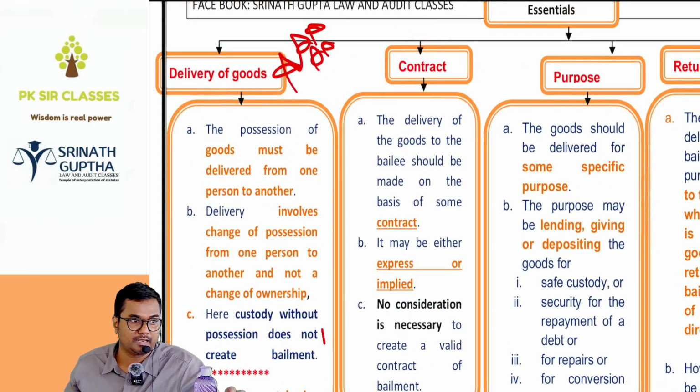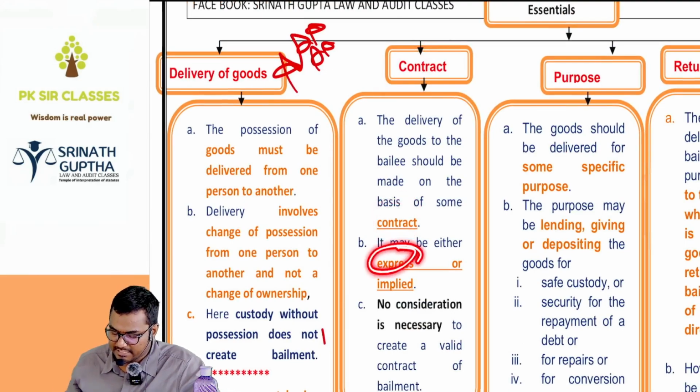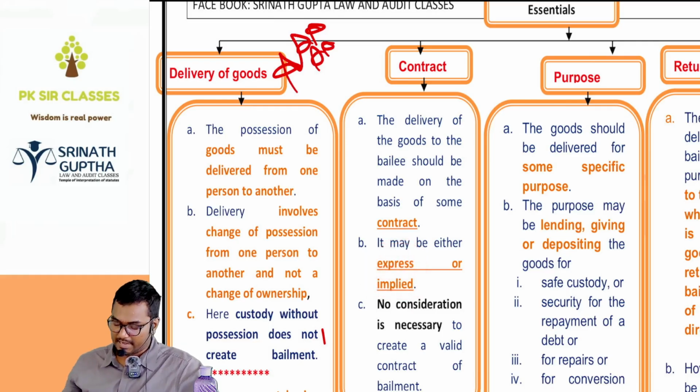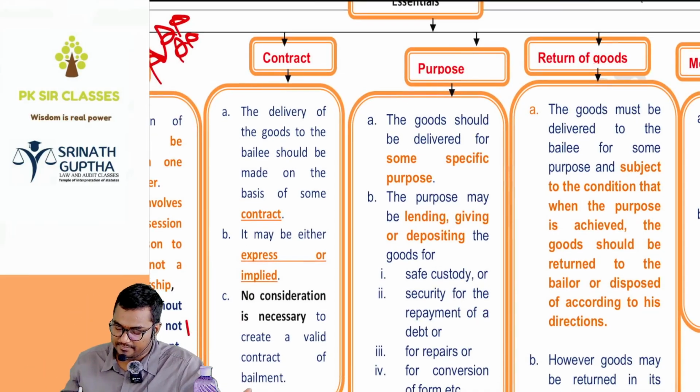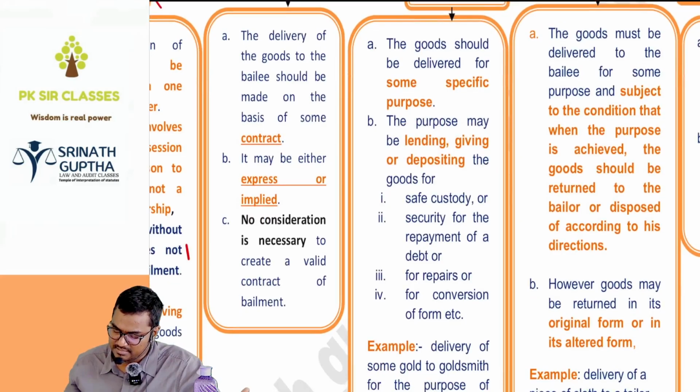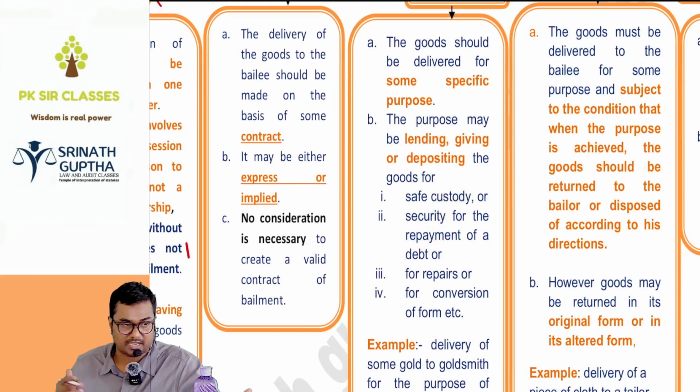Then we discussed there must be a contract. Every contract of bailment must satisfy Section 10 of the Indian Contract Act. The contract can be express, the contract can be implied, and consideration is not necessary for the bailment, that is gratuitous bailment. We discussed the same thing in the consideration chapter also. There must be some purpose. The purpose should be specific. The purpose may be lending, giving, depositing for safe custody, repayment or repairs, conversion, anything.